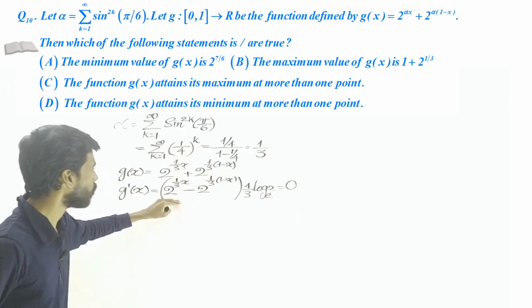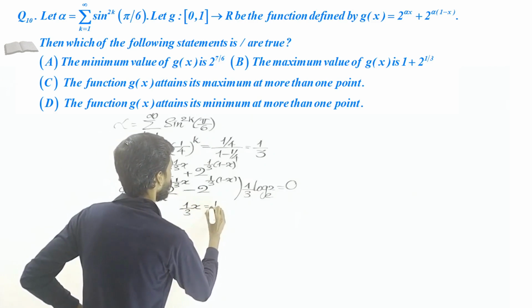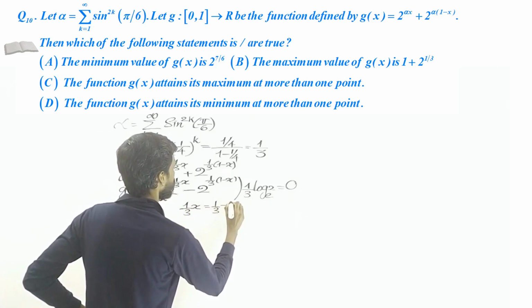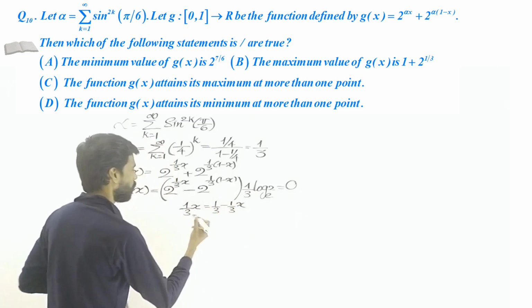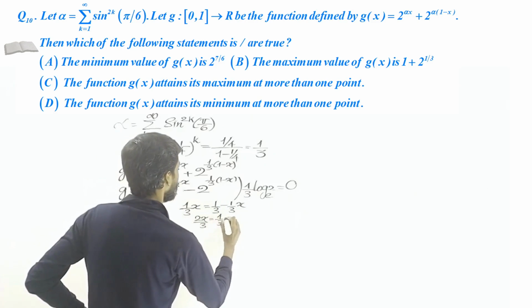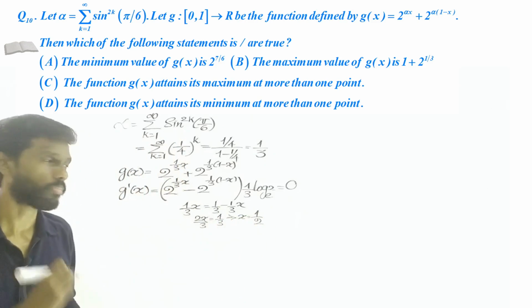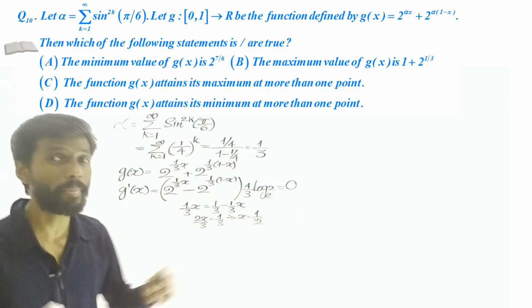These are all constants. So this gives you the value of x. So 1 by 3x equal to 1 by 3 minus 1 by 3x. Okay, so that's all we have to solve. So 2x by 3 is equal to 1 by 3. That gives you the value of x as 1 by 2. So that is the value of x. Okay, so x is found at which the function may be minimum or maximum.